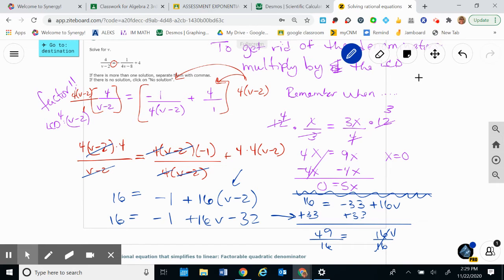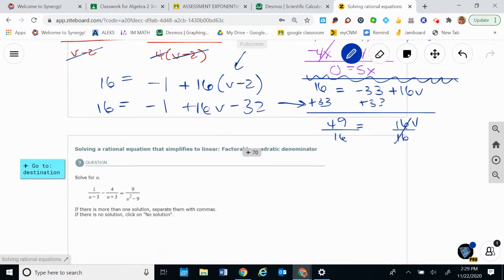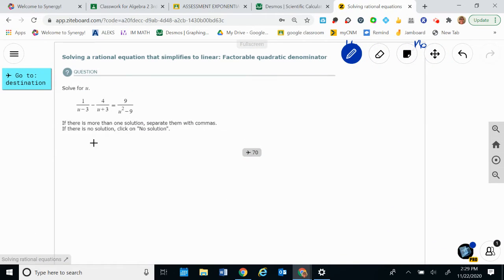Hope or Xavier. All right. Here we go. Let's try the next one. It'll get clearer with practice.